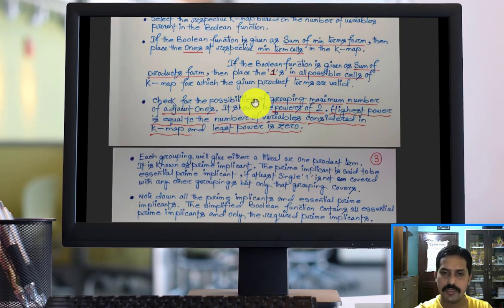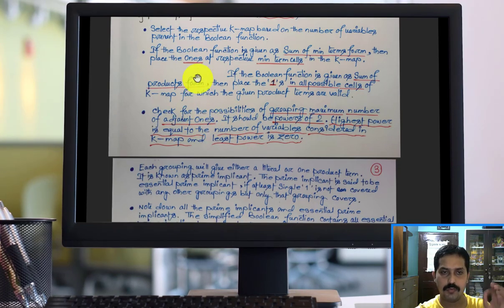Check for the possibilities of grouping maximum number of adjacent ones. Means we first put ones in some cells, then we have to make groups of adjacent ones, and the number of ones should be in such a way that it may be 2 to the power 0 means 1, or 2 to the power 1 means 2, or 2 to the power 2 means 4, or 2 to the power 3 equals 8, like this. Means check for the possibilities of grouping maximum number of adjacent ones.